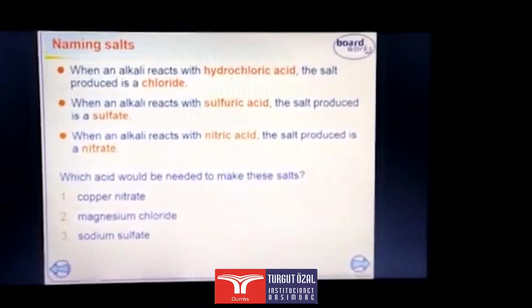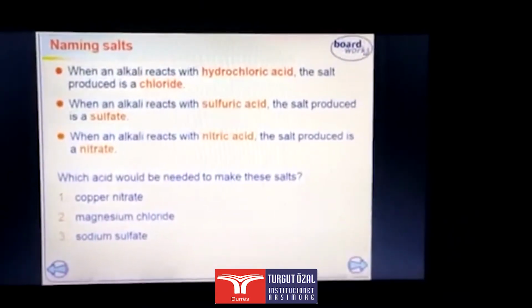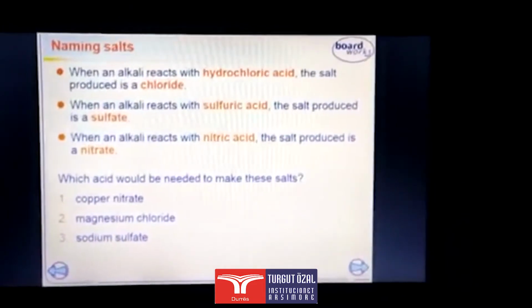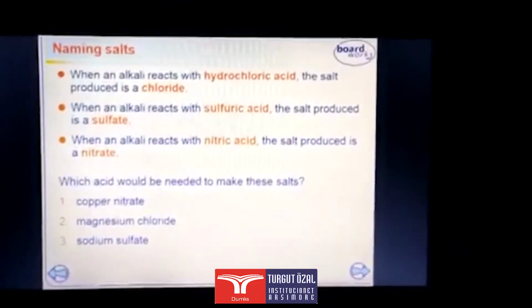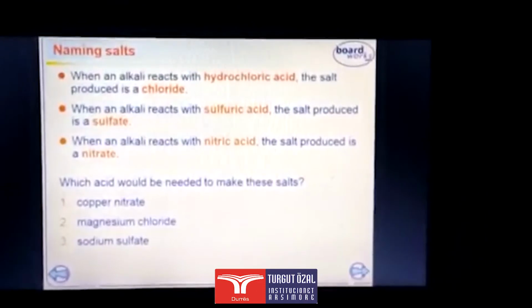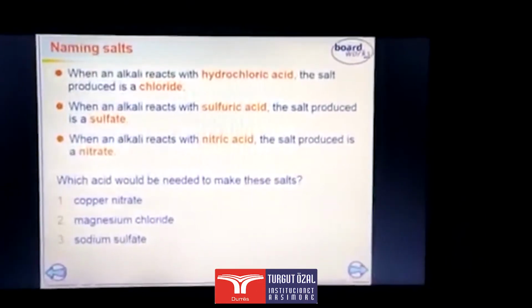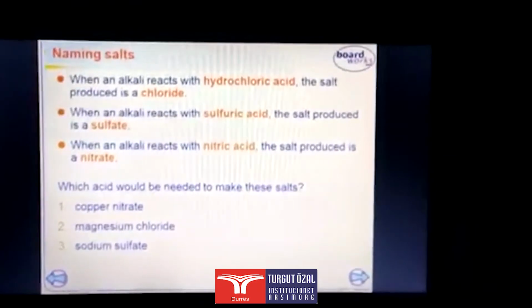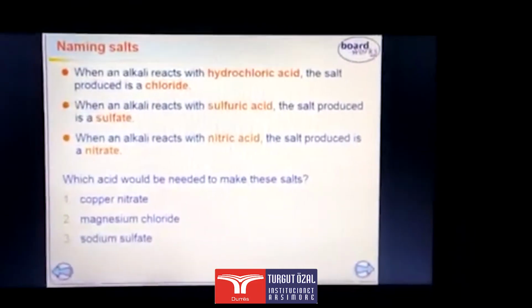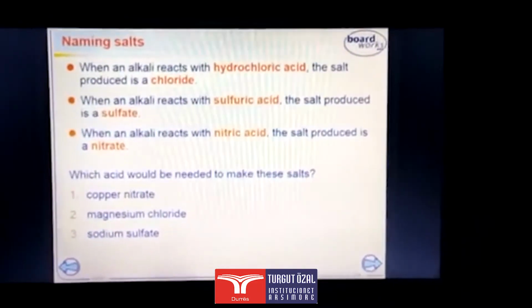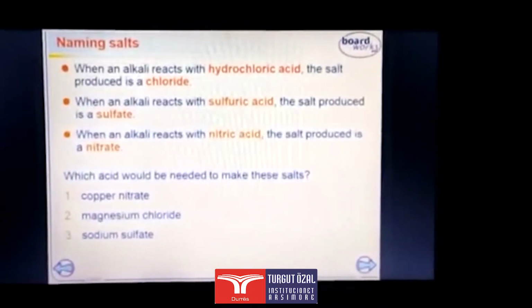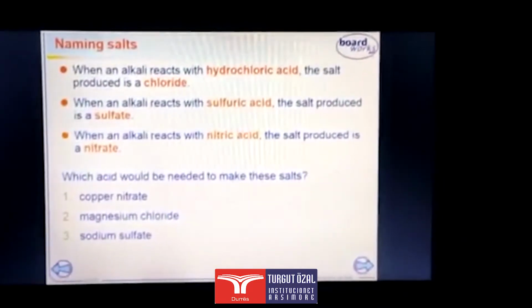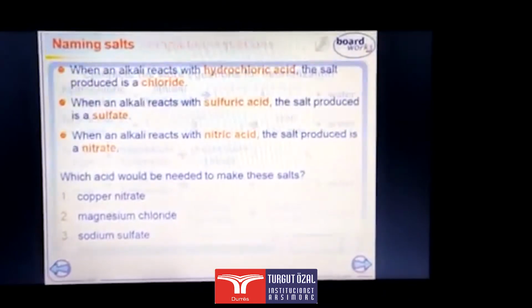When an alkali reacts with hydrochloric acid, the salt produced is a chloride. When an alkali reacts with sulfuric acid, the salt produced is a sulfate, SO4. When an alkali reacts with nitric acid, the salt produced will be a nitrate, NO3. Which acid would be needed to make these salts? Copper nitrate, magnesium chloride, and sodium sulfate.